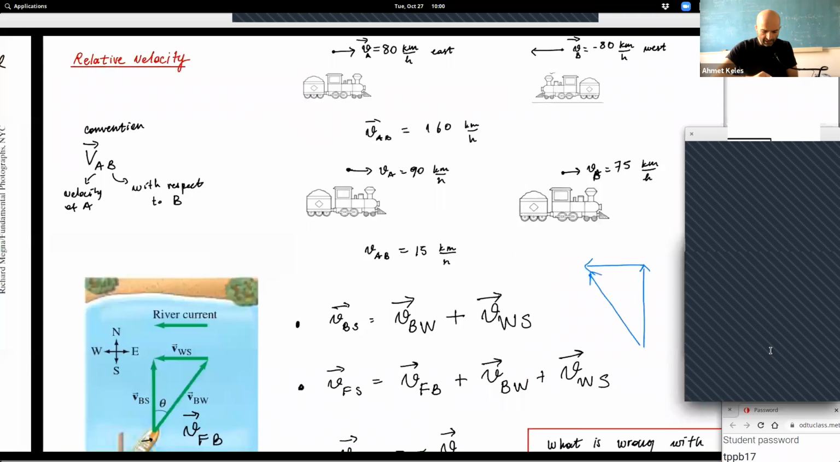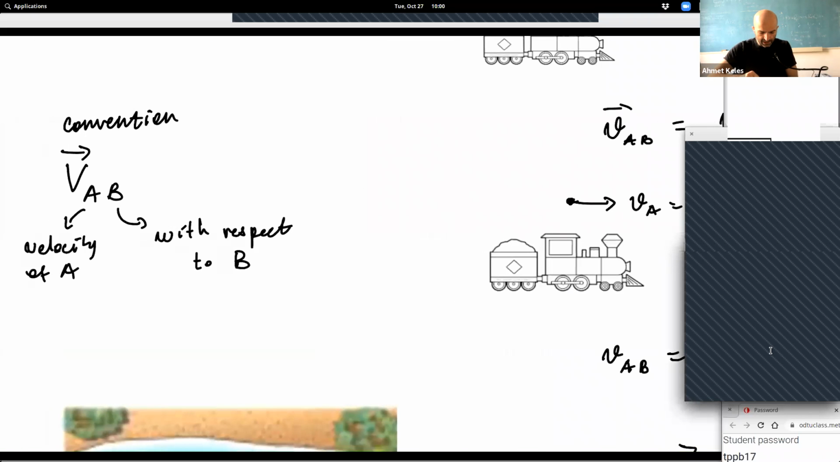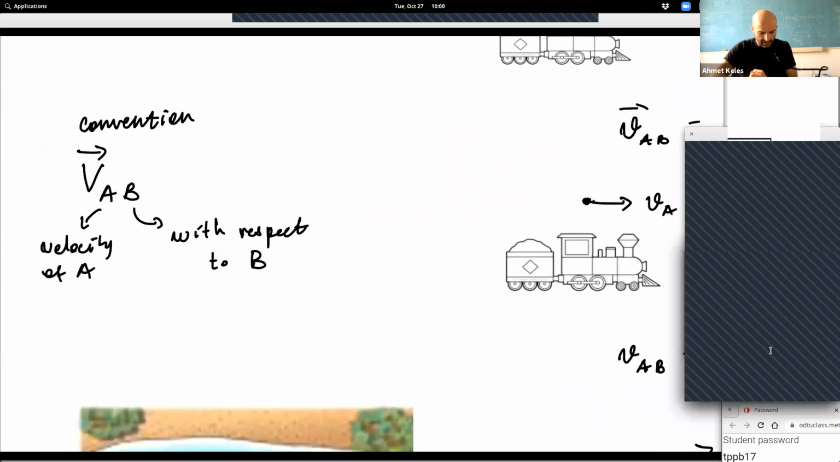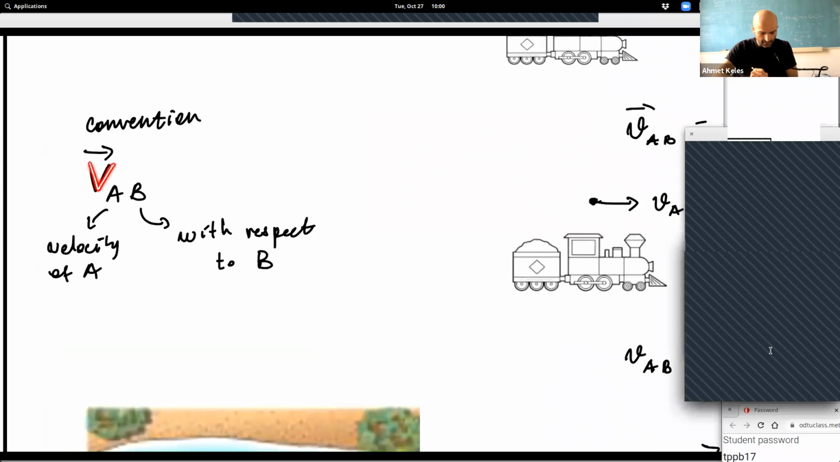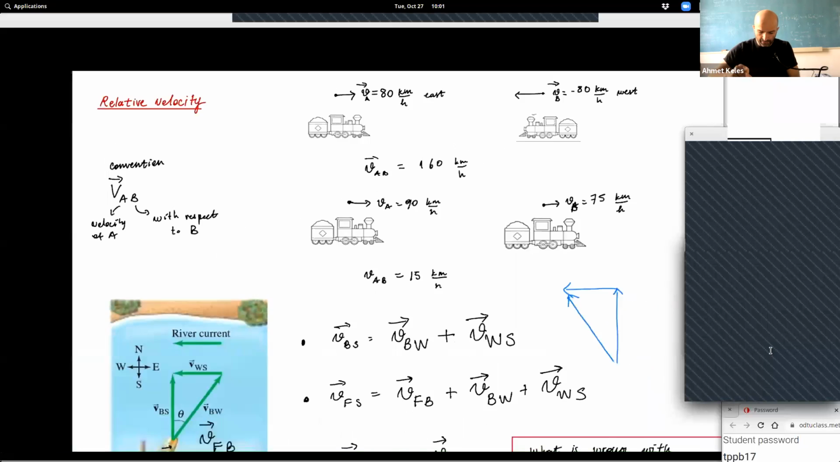Here I want to highlight the convention for how we write velocity. For relative velocity, you write V of your choice of symbol, and we put an arrow to say that it's a vector. The first subscript is the object we are interested in, how fast A is going, and the second, B, is the reference frame, if you like. The way we read this is velocity of A with respect to B. Always stick to this convention. It's going to save you some errors in confusing scenarios.